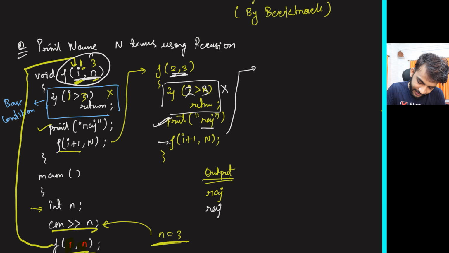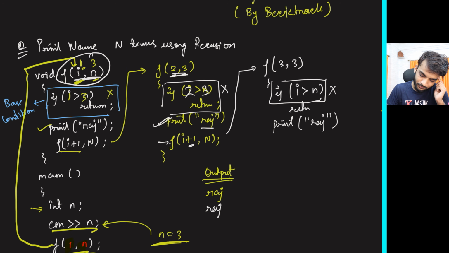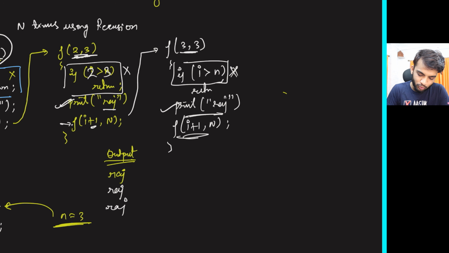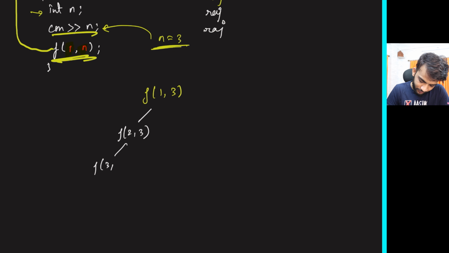So this guy goes and again calls f of I plus 1, so 3 comma 3, and again you write the same lines: is I greater than n, then you return. Definitely this is false. So thereby you again go and say print Raj, and you say f of I plus 1 comma n. So this gets executed, and Raj is again printed. So this time f of 2 3 called f of 3 3. So I can just draw that f of 2 3 called f of 3 3.